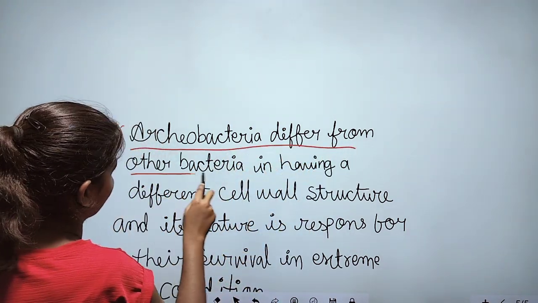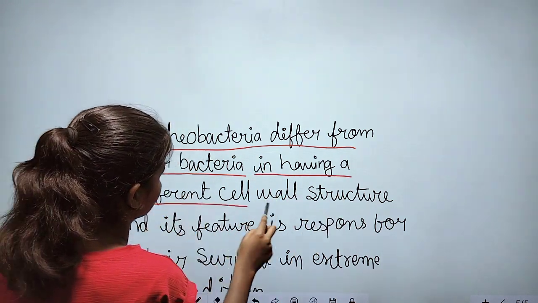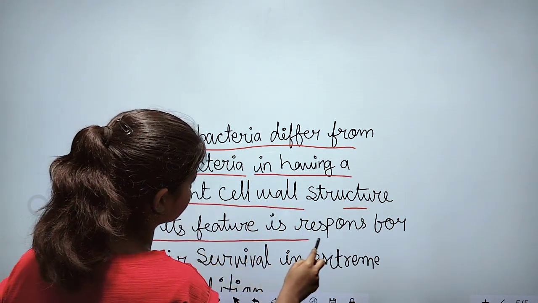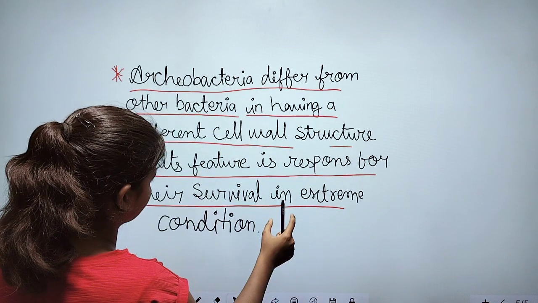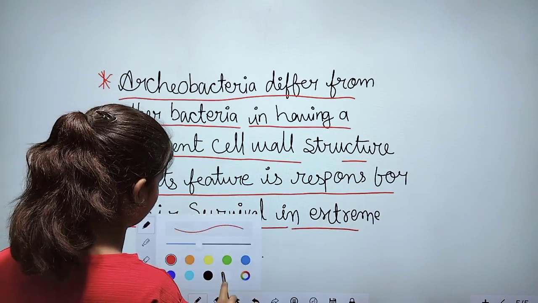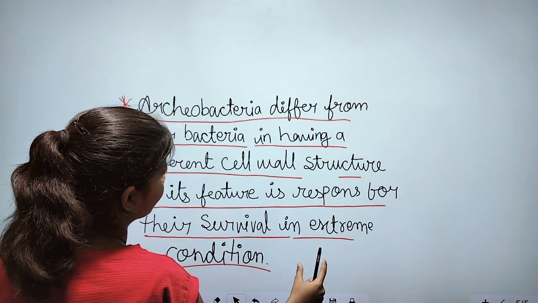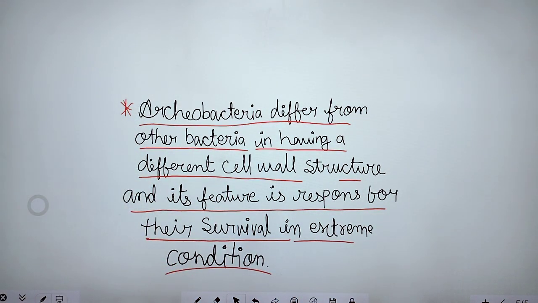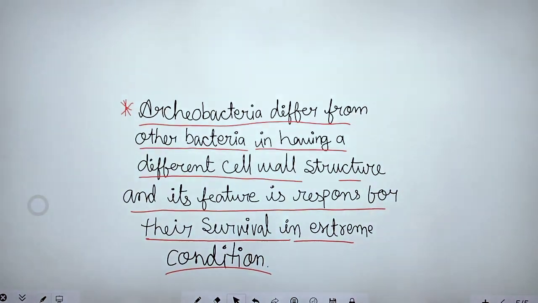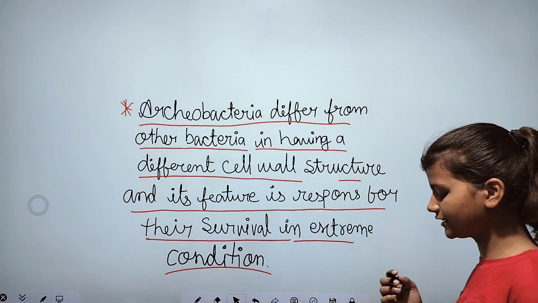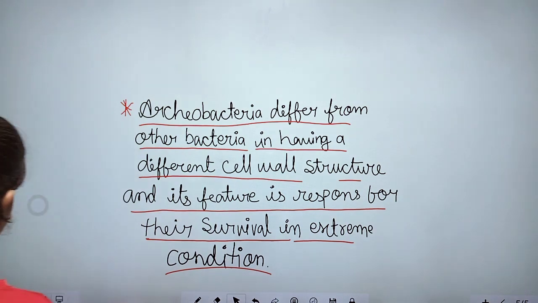Our next and last point is that Archaebacteria differ from other bacteria in having a different cell wall structure, and this feature is responsible for their survival in extreme conditions.